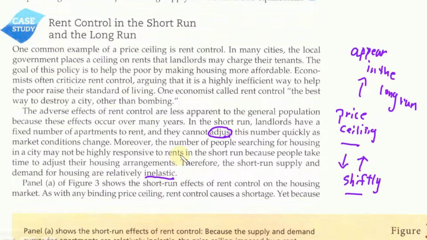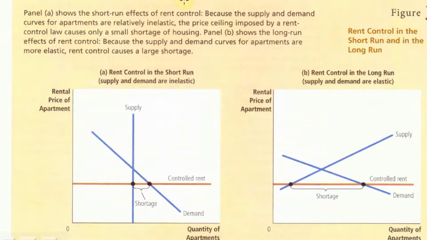We will give you panels A and B, and then give you the explanations. Panel A, Figure 3, shows the short-run impact of rental control on the housing market. As with any binding price ceiling, rental control causes a shortage. I will show you this with a picture. Okay, look at this.